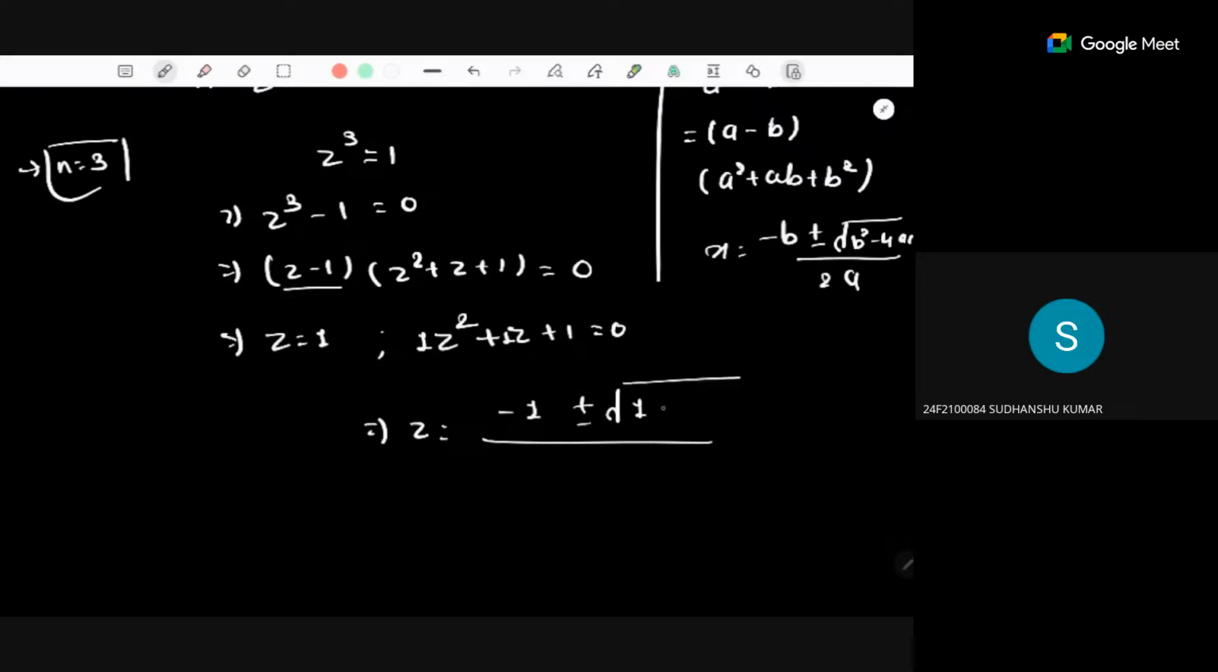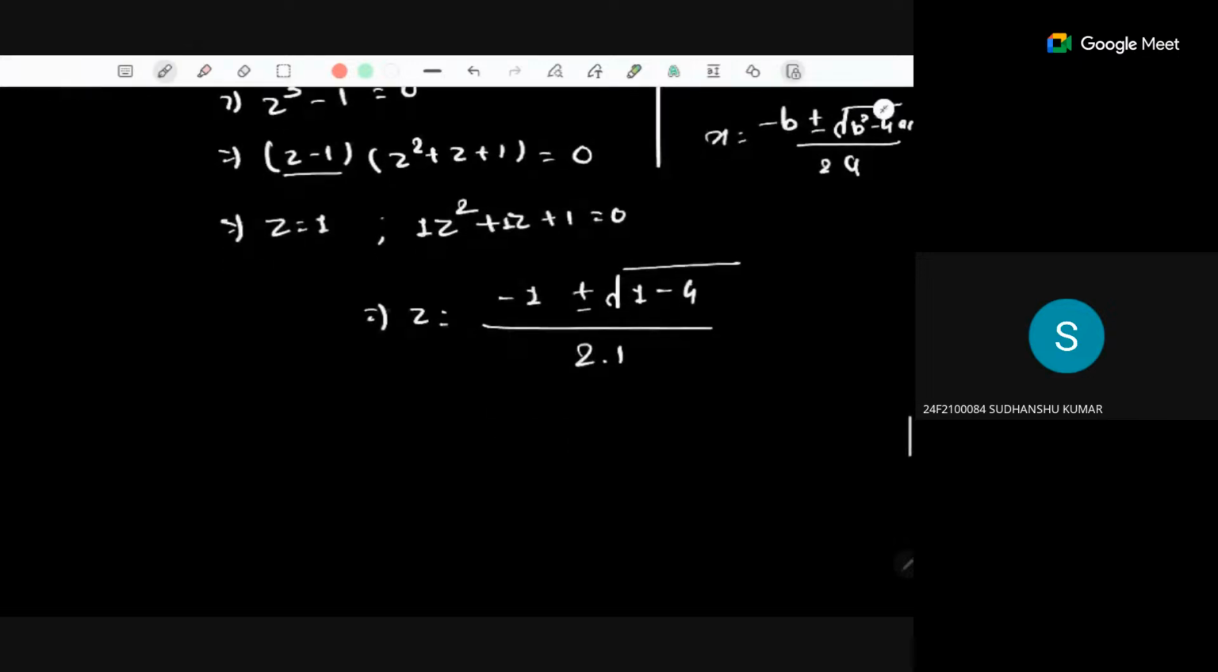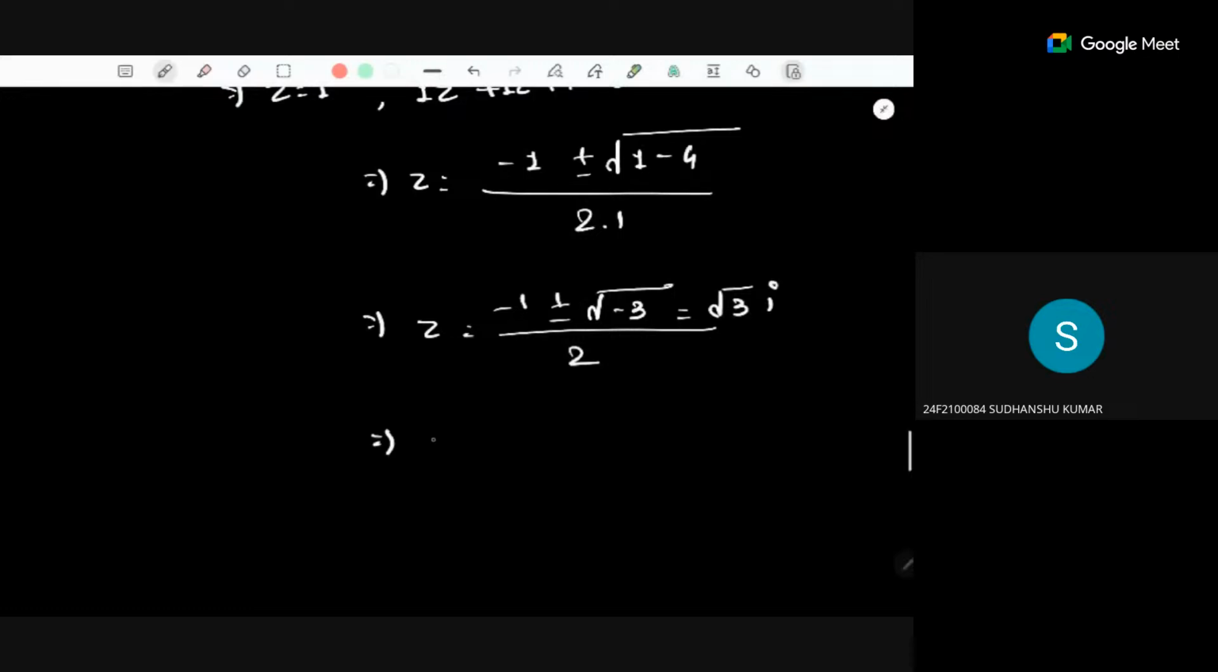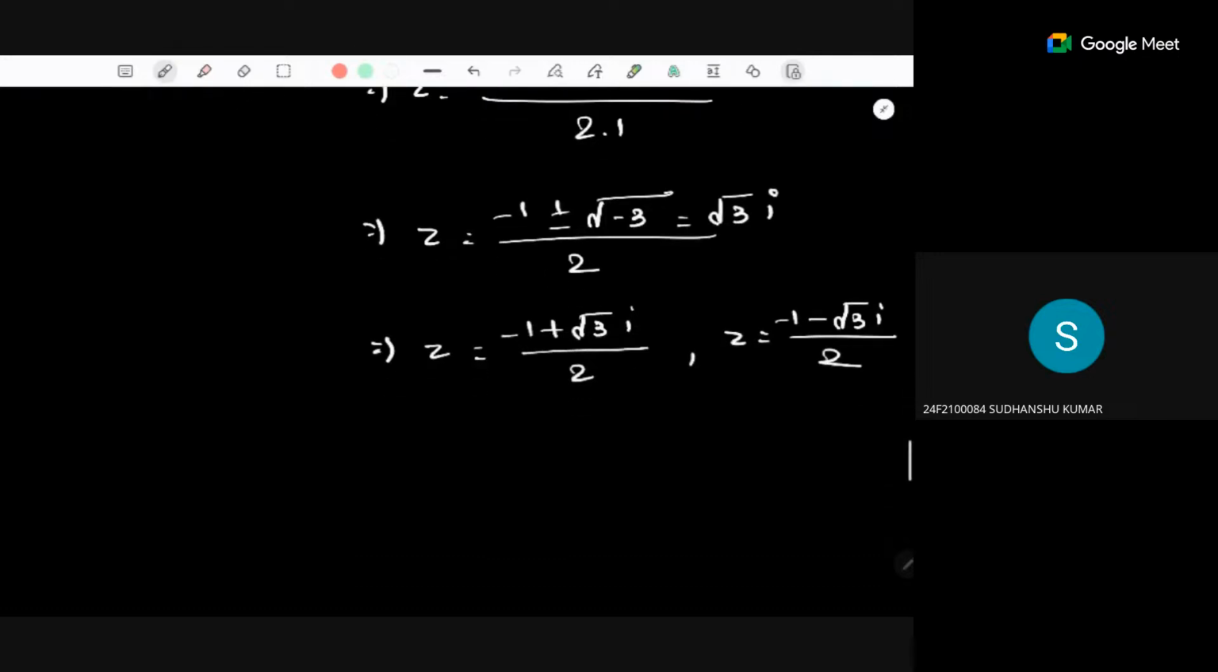So we get that z is equal to minus 1 plus minus under the root of 1 square, which is 1, minus 4, upon 2 into 1, right? So this will say that z is nothing but minus 1 plus minus under the root of minus 3 upon 2. But root minus 3 can also be written as root 3 iota. So that means here we get two values of z: z is equal to minus 1 plus root 3 iota by 2, and z is equal to minus 1 minus root 3 iota by 2.